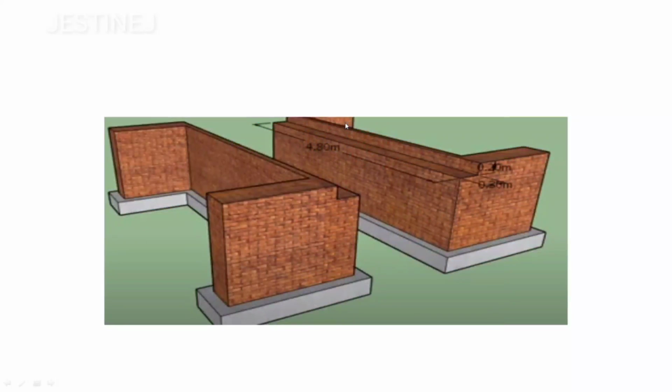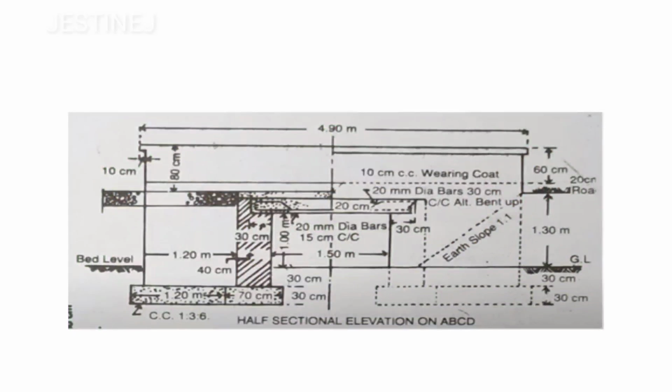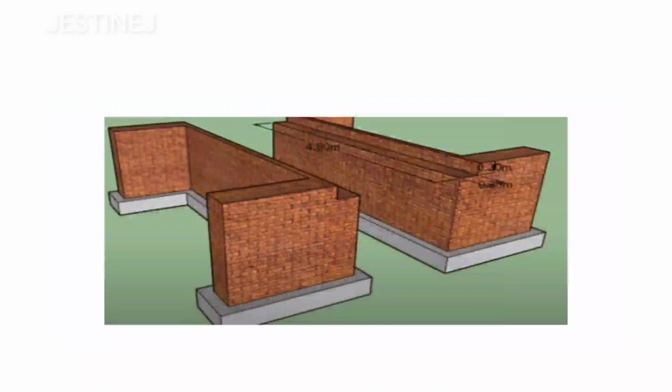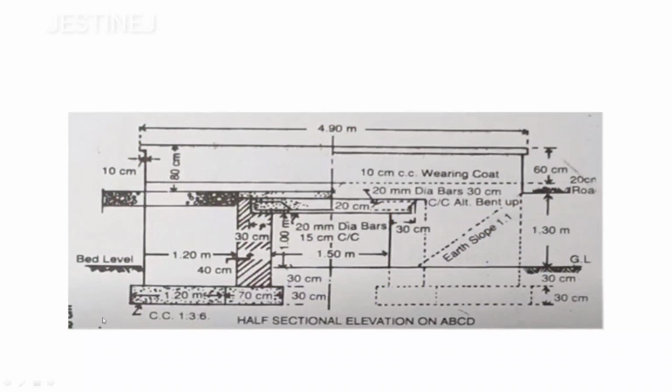After that we need to reduce those values. Before that, you have to multiply those values in the tabular column. This parapet coping is going to be 2 numbers, then 4.9 length, then 0.4 width, then the height is going to be 0.1, so you'll get 0.39. Then we need to deduct some portions, that is 4.8 meter, then height 0.2, then width 0.3. These dimensions you obtained from these values.